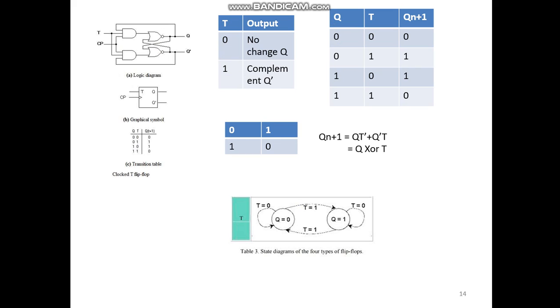So next one, T flip flop. T flip flop is a toggle flip flop, that is the opposite of delay. That means if T is equal to 0 means no change, if T is equal to 1 means complement, that's all. If T is equal to 0, there is no change: 0 remains 0, 1 remains 1. If T is equal to 1, complement will be there, that is 0 becomes 1, 1 becomes 0. That is represented as Q of n plus 1 is equal to Q XOR T.